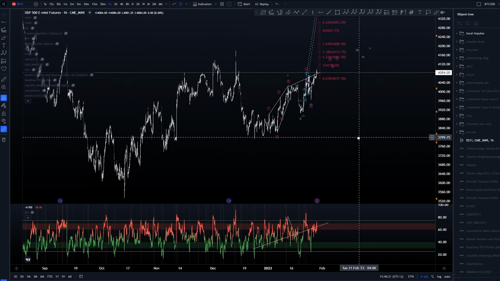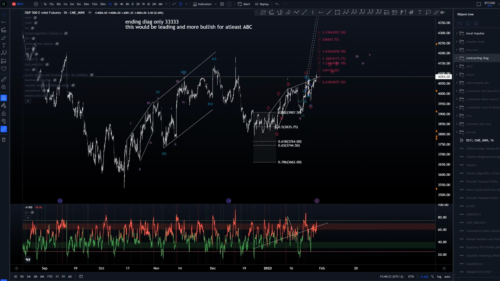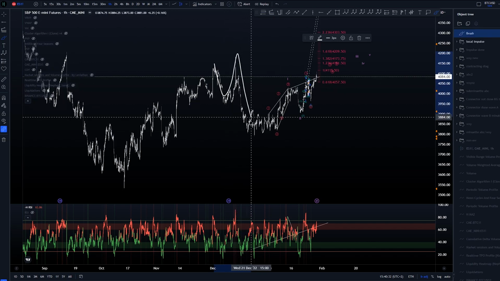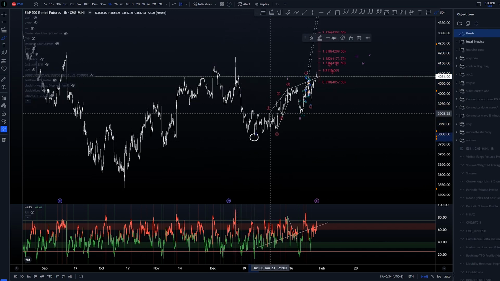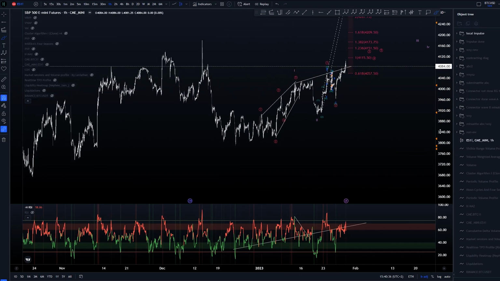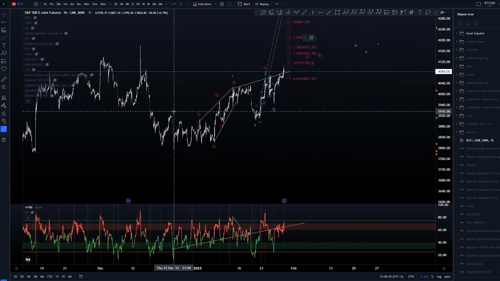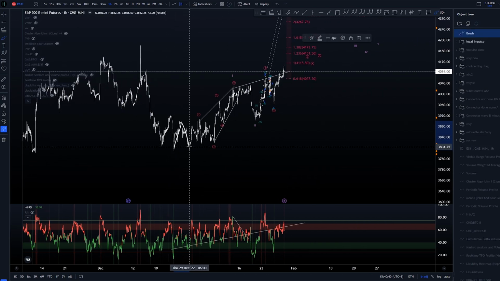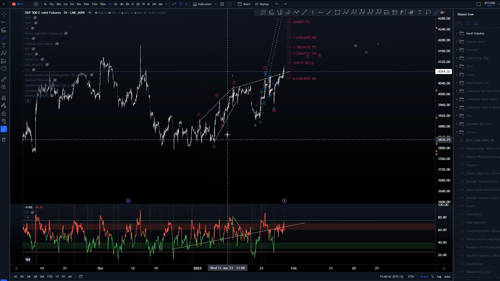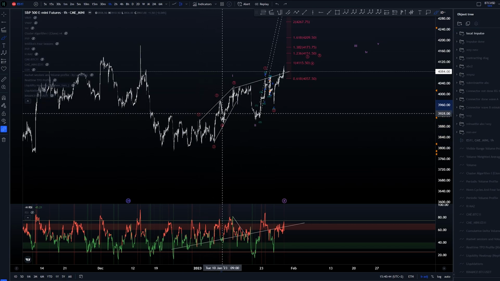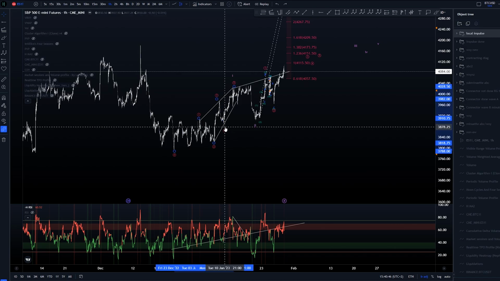Now, the more bullish option. As mentioned before, the overall bullish option here would be that very ugly diagonal at the start, and then we would have that expanded flat into these lows. And then we would have another contracting leading diagonal where we would have A, B, C into wave 1, A, B, C into 2, A, B, C into 3, 4, and then 5.